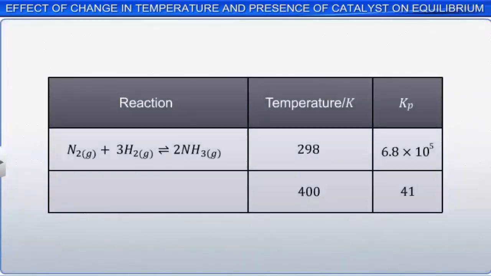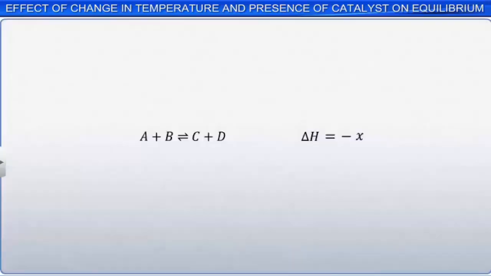For example, the equilibrium constant for the gas phase reaction of the formation of ammonia from nitrogen and hydrogen at 298 Kelvin is 6.8 multiplied by 10 to the power of 5, while it is 41 at a temperature of 400 Kelvin. The value of the equilibrium constant for a given reaction varies with temperature.